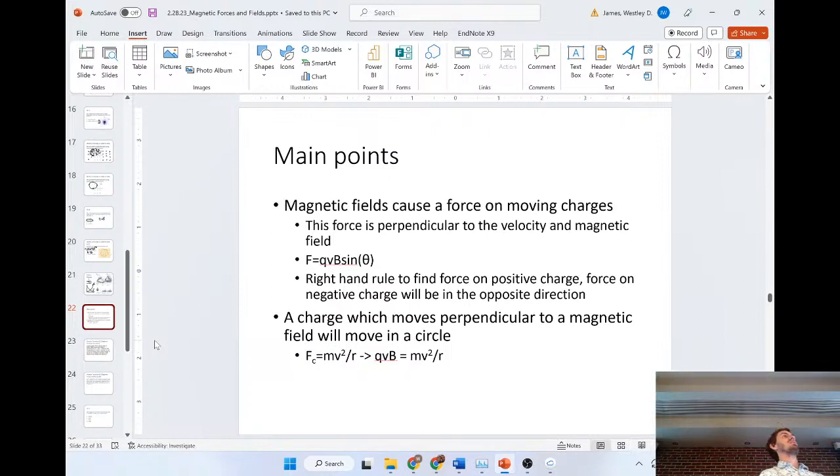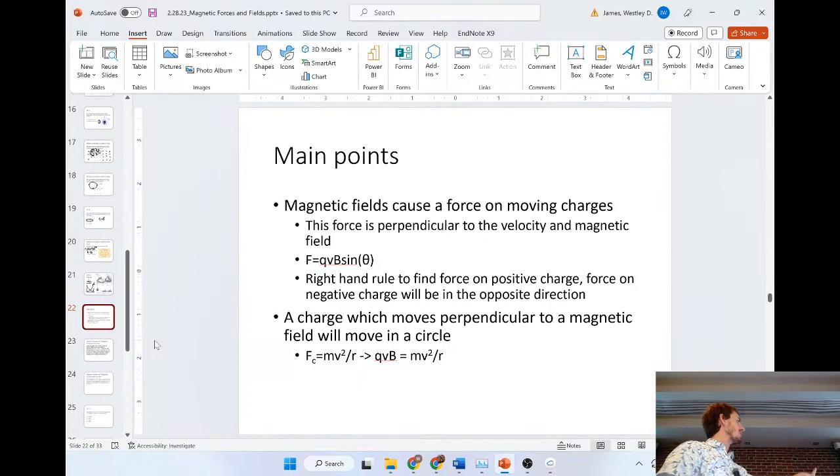That was one of the first things I told you all. A magnetic field cannot cause a force that makes a charge move faster. All it can do is change the direction, hence a circle. It's going at the same speed, but the direction is changing, hence the circular shape.